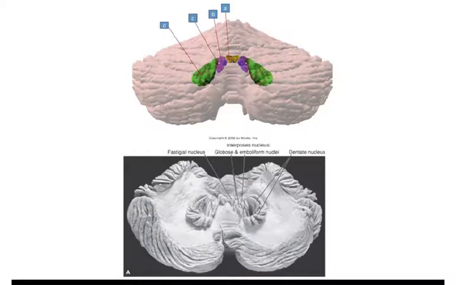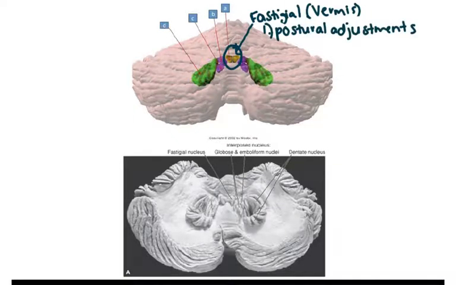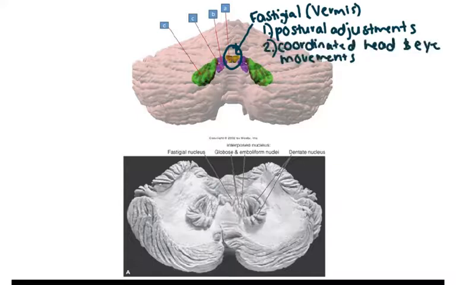So there is a nucleus associated with each of the zones within the cortex, and within the vermal portion is the fastigial nucleus located right here, and the fastigial nucleus within the vermis is going to be involved in modulating postural adjustments of body extensor muscles that are mediated by the vestibulospinal tract, and it will help coordinate head and eye movements that are mediated by the vestibular nuclei.